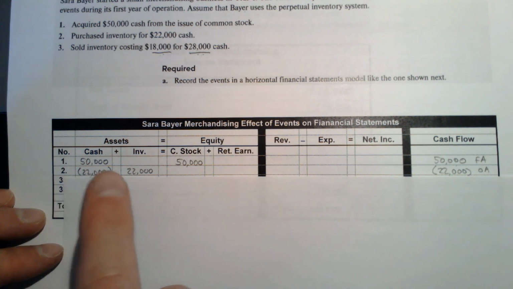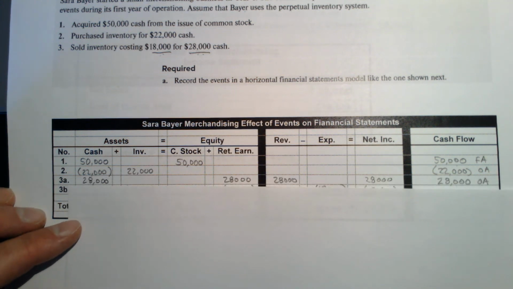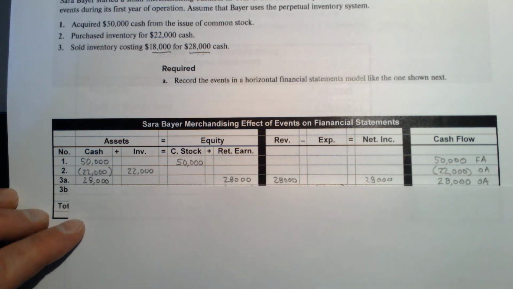Next, they sell inventory costing 18,000 for 28,000 cash. So 28,000 is the selling price to the customer, 18,000 is the company's cost of those products. So again, we have to do two transactions when we do a sale of products. So we could do them in either order. I do the sale first.